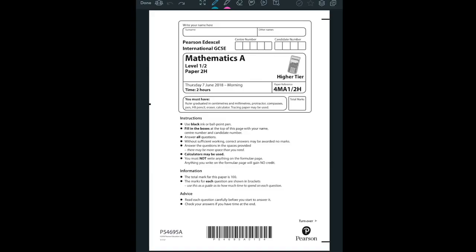This is a full paper walkthrough of the June 2018 2H paper. Now, this is mostly a blind walkthrough. I haven't prepared or looked through this paper beforehand, so it should give you some good insights, ideas, and a blank look at a new paper. Do feel free to pause, rewind, etc.